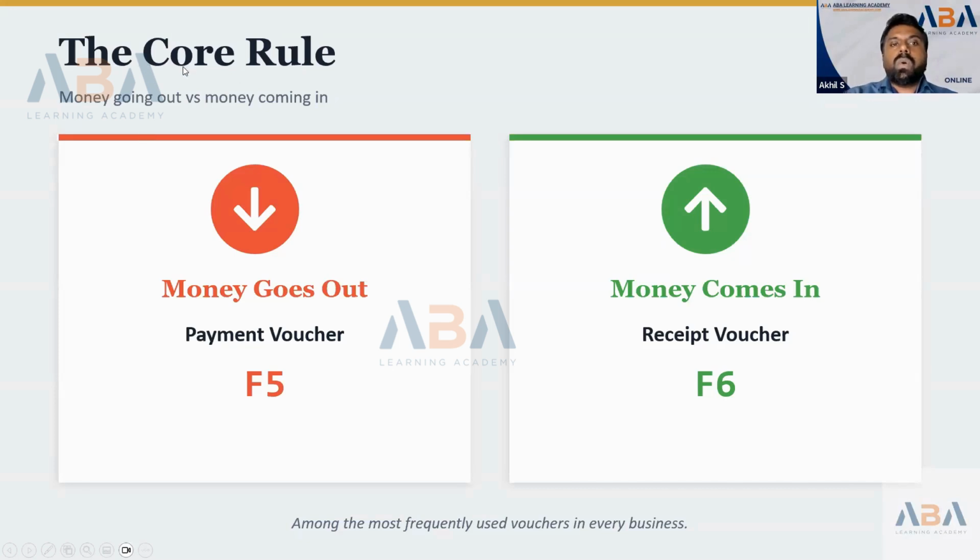You can see here the core rule for using payment voucher and receipt voucher is money going out versus money coming in. Money going out means the money which is in our hand, the cash or the bank balance we have in our business. If it goes out of our company, for example, if we are spending money on some expenses, or making a payment to one of our suppliers, in that case we will be using payment voucher.